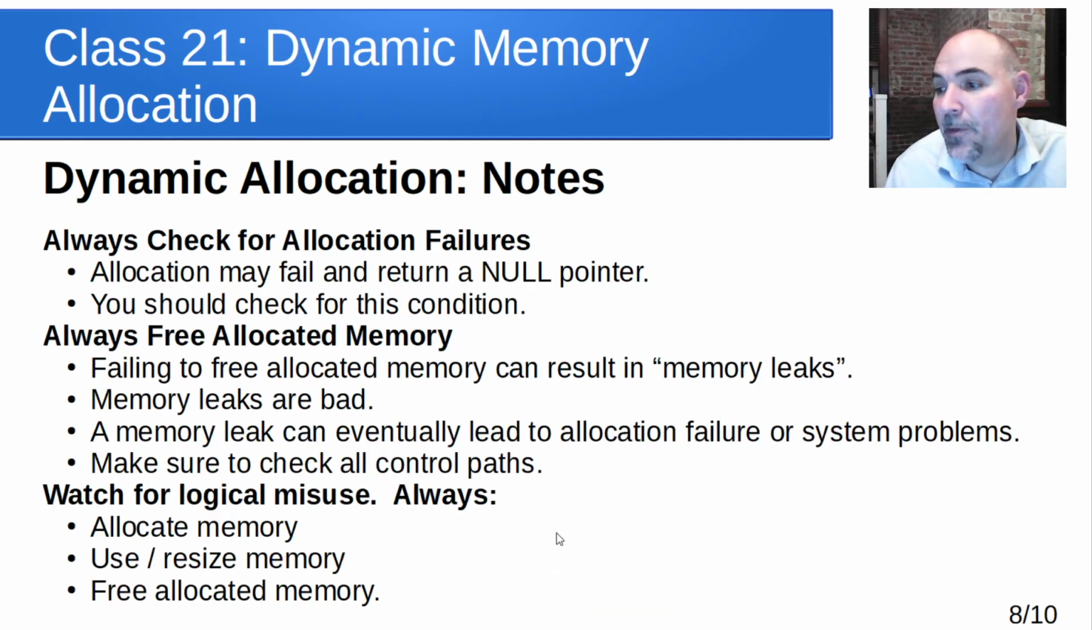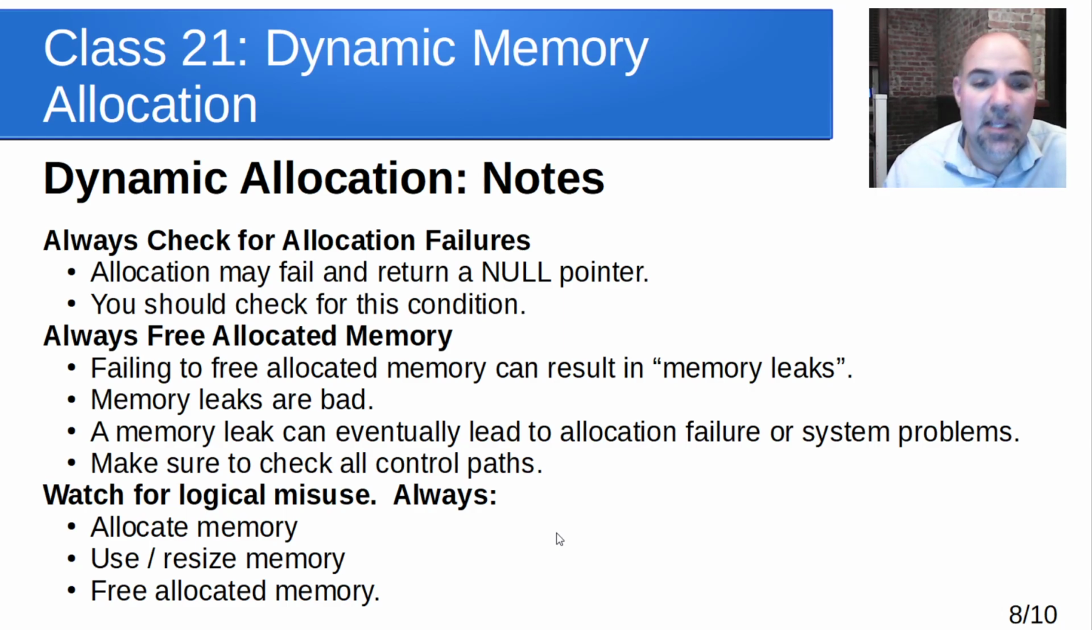Okay, a couple final notes here on dynamic allocation, and then we'll do some example code. First thing is to always check for allocation failures. I did not do that in those examples earlier, but the allocation could fail and return a null pointer, so you should have an if statement that checks that.